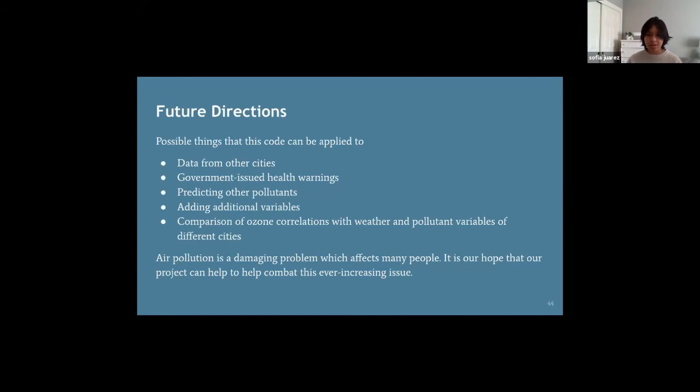Air pollution is a damaging problem which affects many people. It is our hope that with our project, we can help to combat this ever-increasing issue.